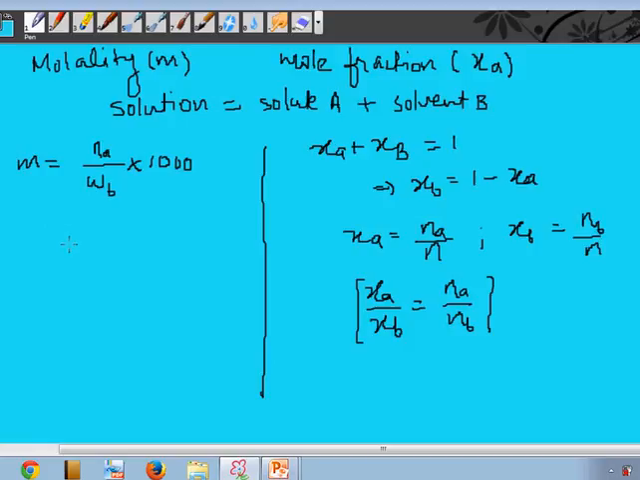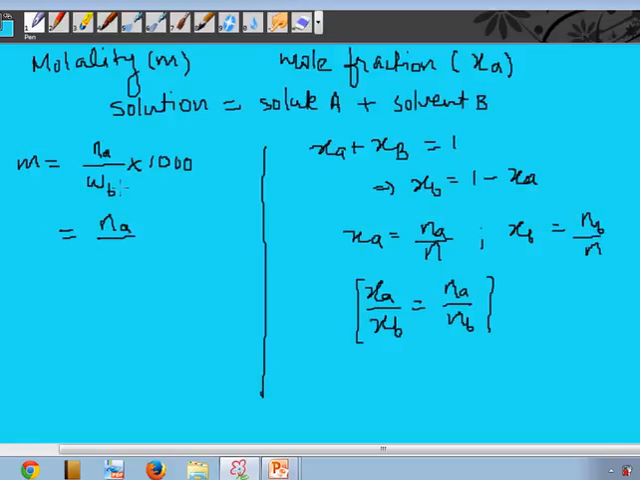So now, here I have Na, here I have Na, so I can eliminate them. I already know XA and XB, but I also have a variable NB here, and here I have a variable WB. So I have to eliminate these variables WB and NB. How do I do that? I convert WB to NB.